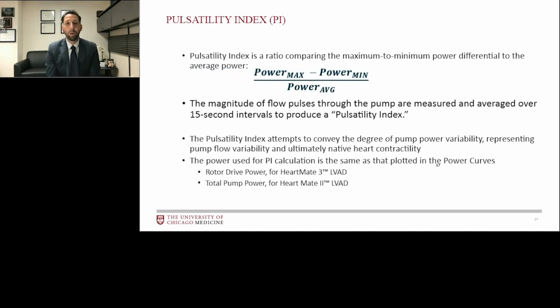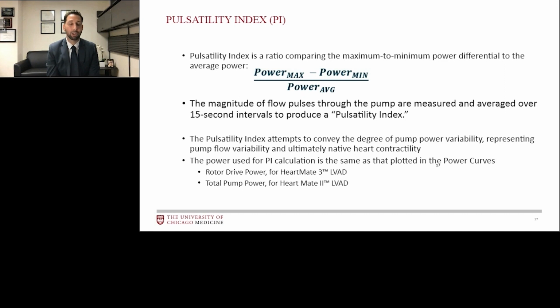So what is pulsatility index? Essentially, pulsatility index is the variation of power over time. The exact formula is listed on the slide here: the maximum power minus the minimum power divided by the average power. The variable that is plotted on the screen during a device interrogation is a running 15-second average of the pulsatility index.